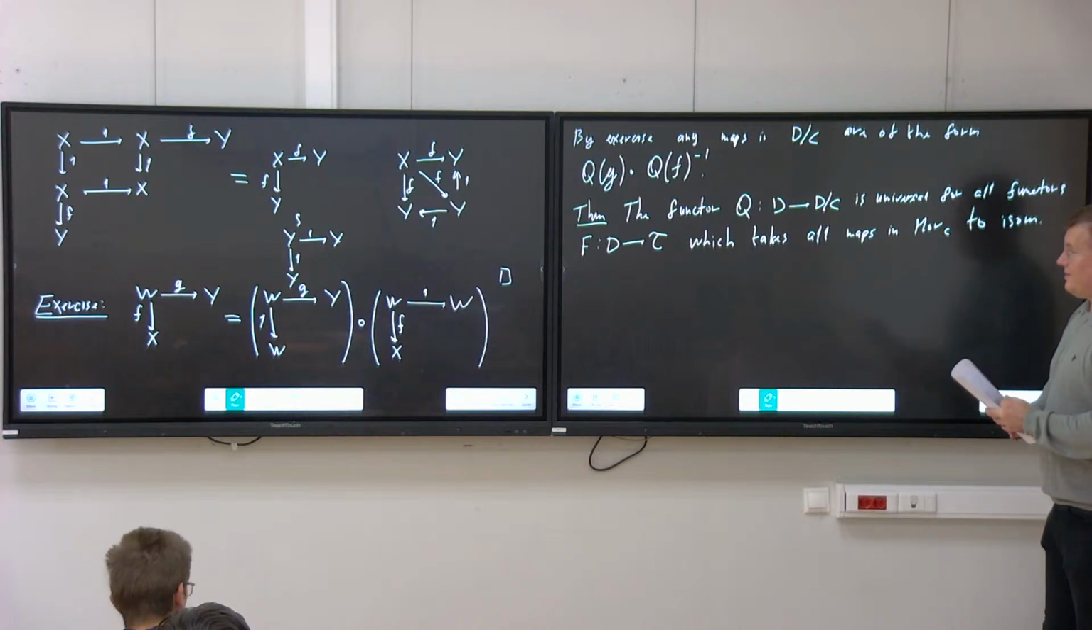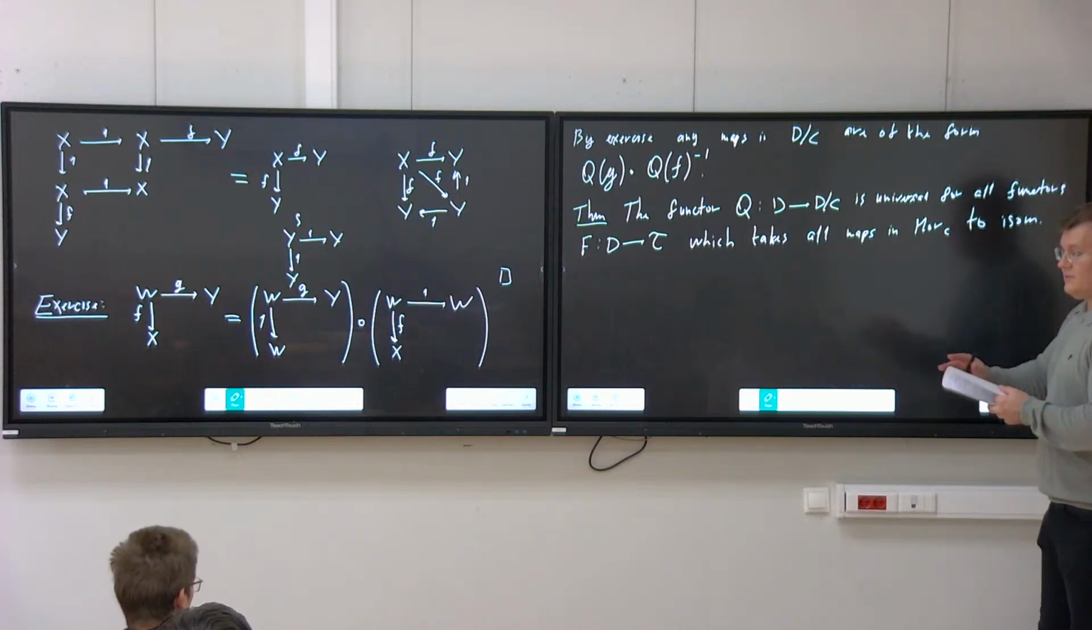Yes. One of the important theorems in this course will be that if you have a Grothendieck abelian category, then the derived category is locally small.